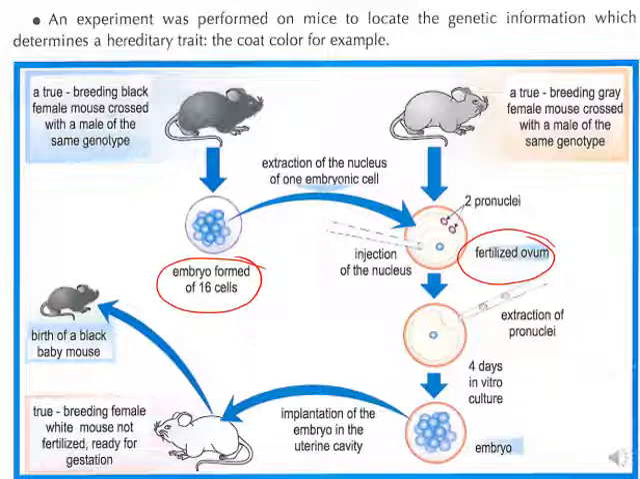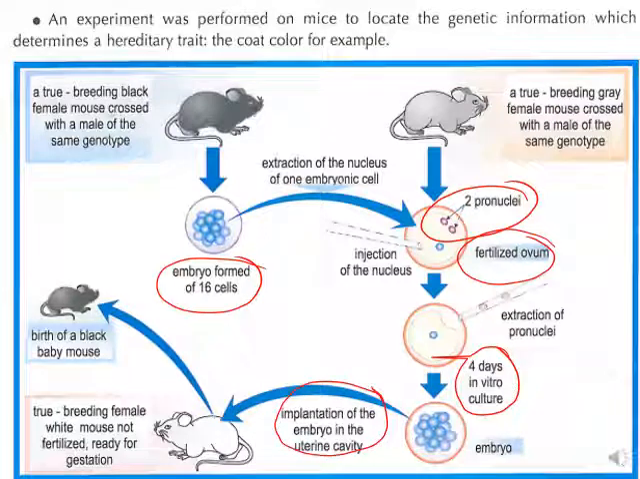Then the two pronuclei, the female pronucleus and the male pronucleus, are fused and extracted, and the obtained ovum is put in in vitro culture for about 4 days. Then the obtained embryo is implanted in the uterine cavity of a true breeding white mouse. She is not fertilized, it's only for gestation. This is the foster mother. What was the result? The result was the birth of a black mouse.